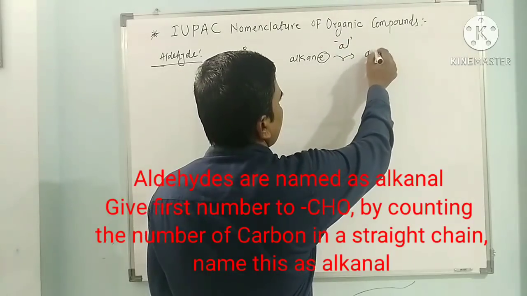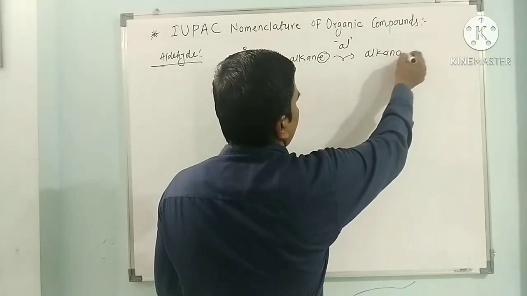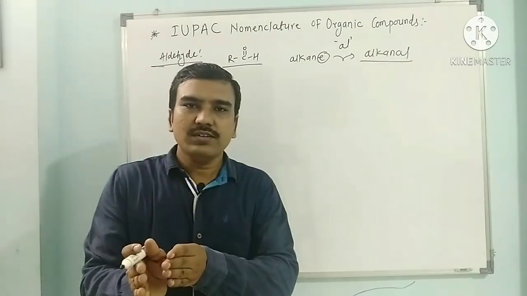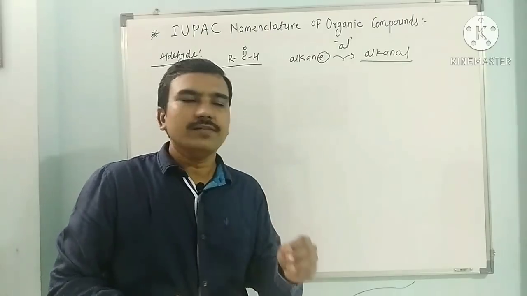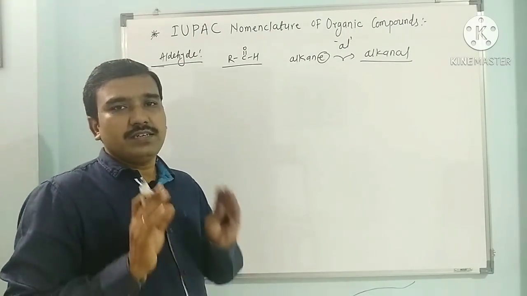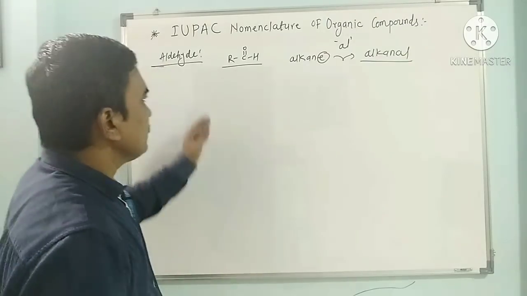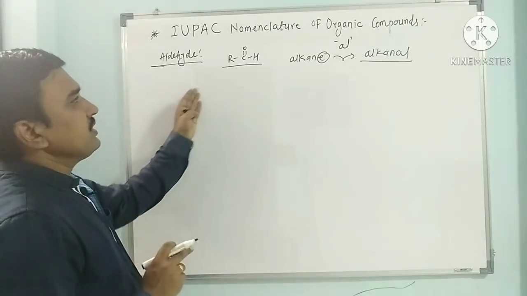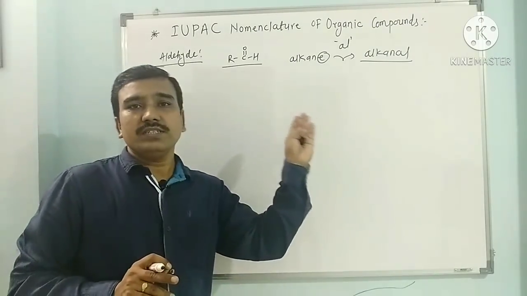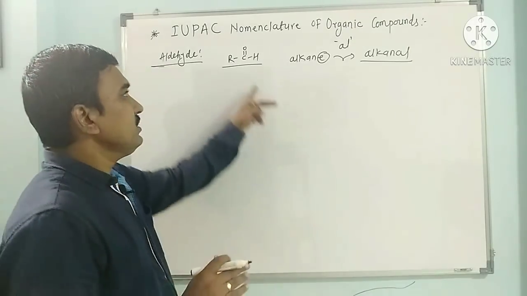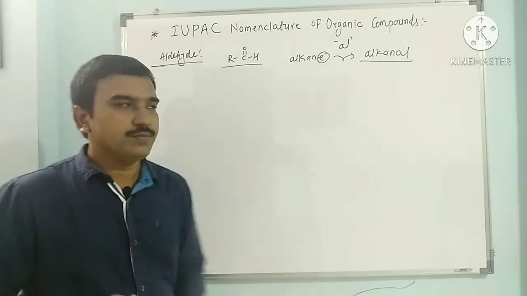Alcohols are named as alkanol. So this is a very small difference between alcohols and aldehydes. Always remember this: in the case of a compound where the CHO is there without any other functional group, the carbonyl carbon always gets the first number.